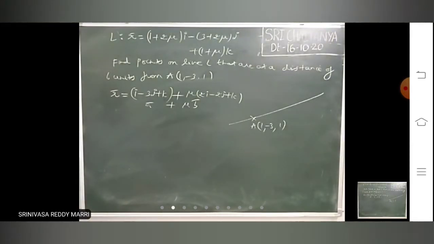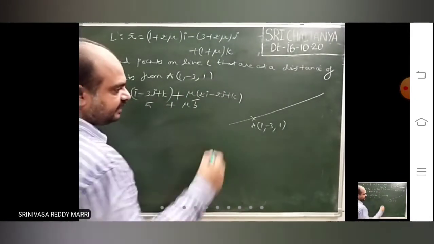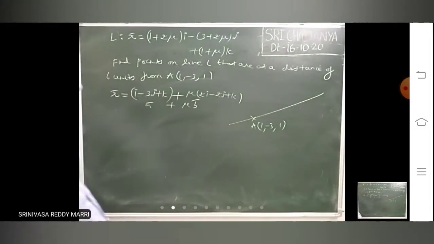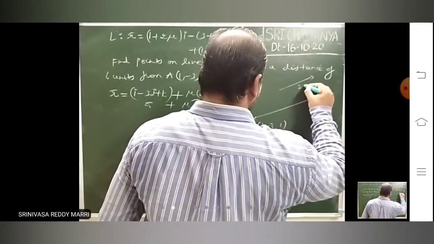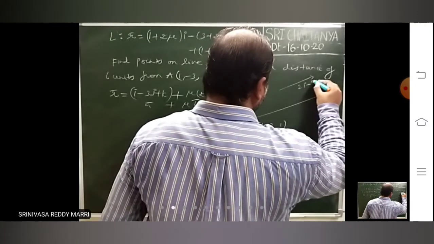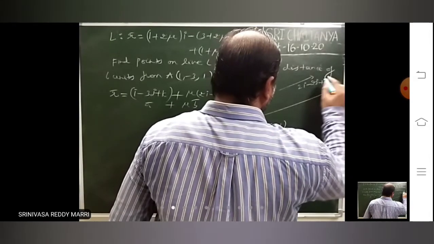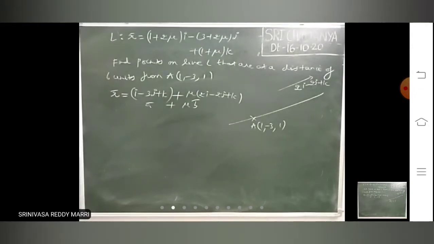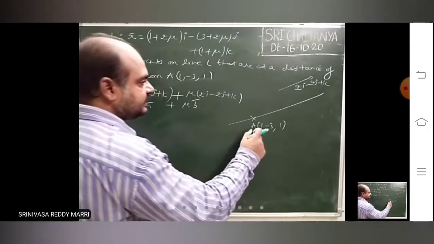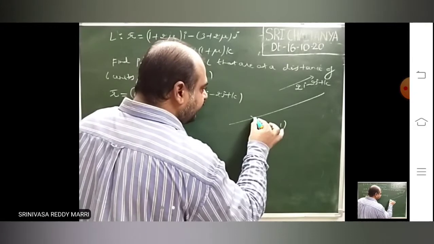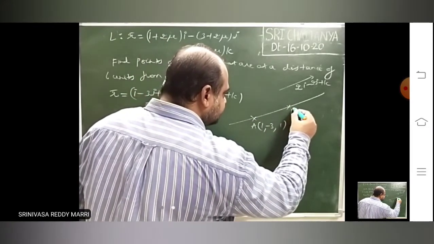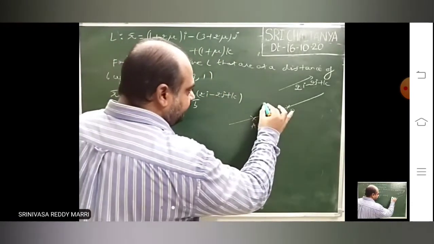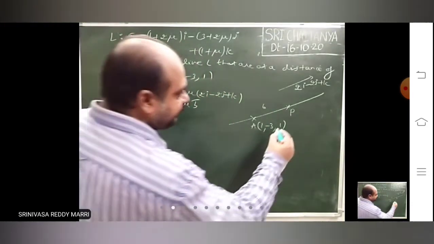That point is (1, −3, 1), whatever he has given, that is A. The line is parallel to B bar, which is the direction vector of the line. Now there is a point, and you have to find the points on the line at a distance of 6 units. AP equals 6. You have to find the point P.